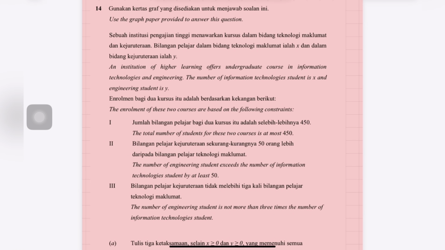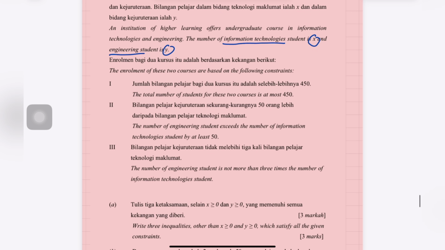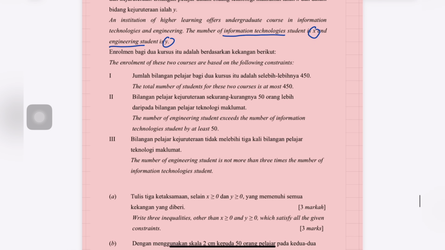Number 14. An institution of higher learning offers undergraduate course in information technology and engineering. The number of information technology student is X. Okay, X for information technology and Y for engineering student. Okay, so then given the constraint, the enrollment of these two courses are based on the following constraint. So A, you have to write three inequalities other than X more equals than 0 and Y more equals than 0 which satisfy all the given constraint.